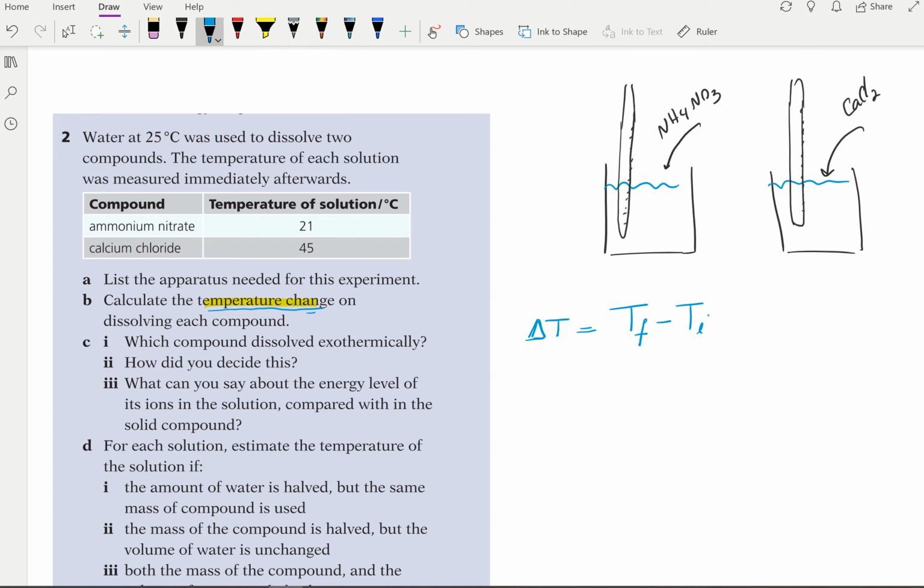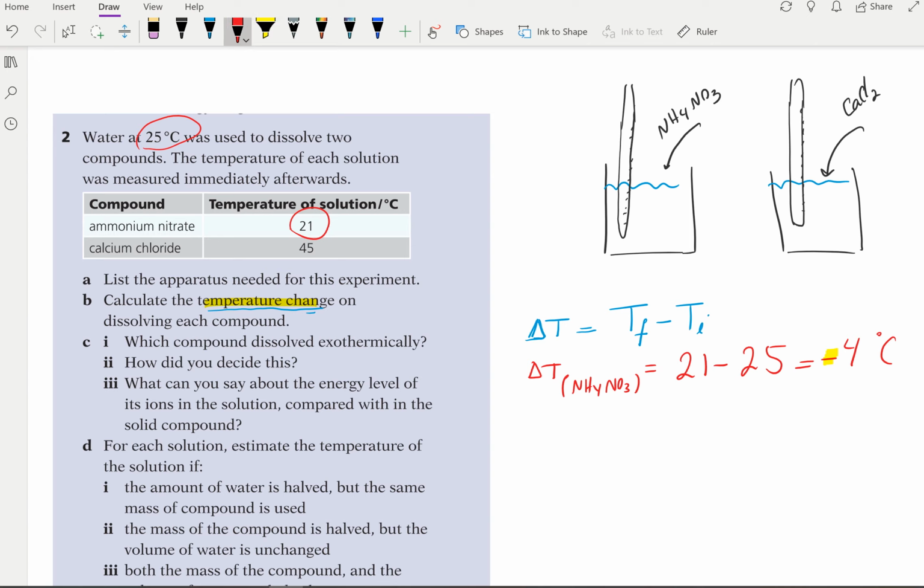For the first one, where we are adding the ammonium nitrate, the final temperature was 21, while the initial temperature of the water was 25. So the delta T for the first compound, for the ammonium nitrate, NH4NO3, is final temperature 21 minus initial temperature 25, which becomes negative 4 degrees centigrade. So this negative sign shows that the temperature has decreased after adding ammonium nitrate.